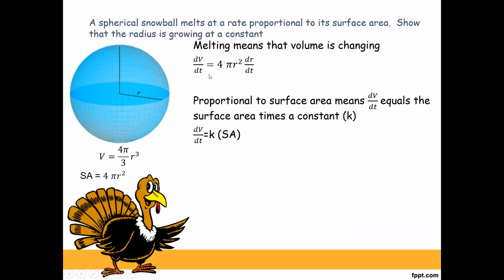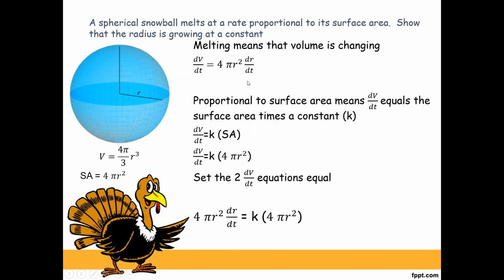So up here we have dV/dt equals 4 pi r squared dr/dt. Over here we have dV/dt equals k times the surface area. What's surface area? 4 pi r squared. So we have dV/dt equals k times 4 pi r squared. Let's take these two dV/dt equations and set them equal to each other. So 4 pi r squared dr/dt equals k times 4 pi r squared.